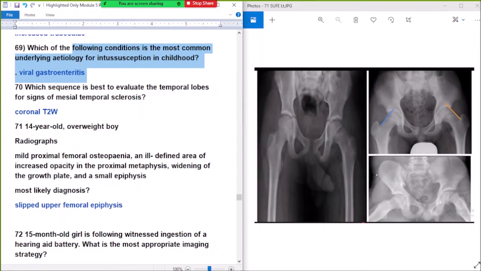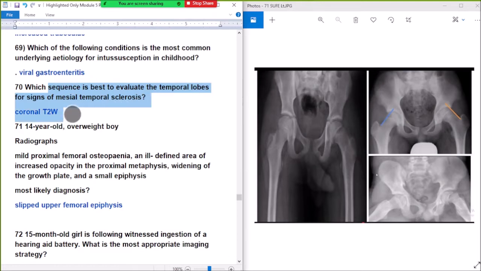Question number 70. Which sequence is best to evaluate the temporal lobes for signs of mesial temporal sclerosis? Coronal T2. Coronal T2.